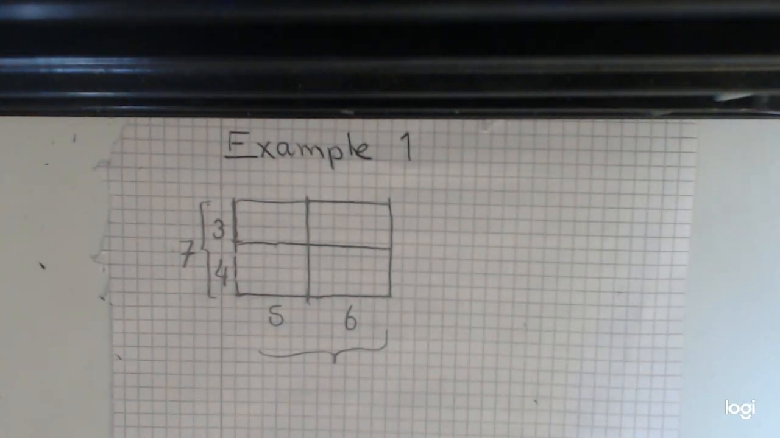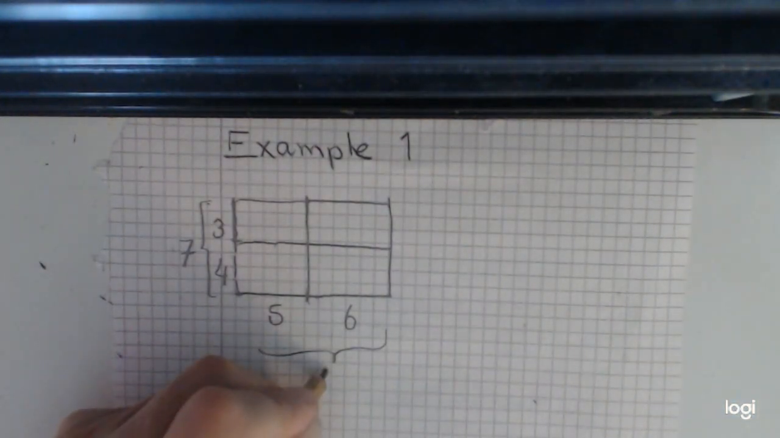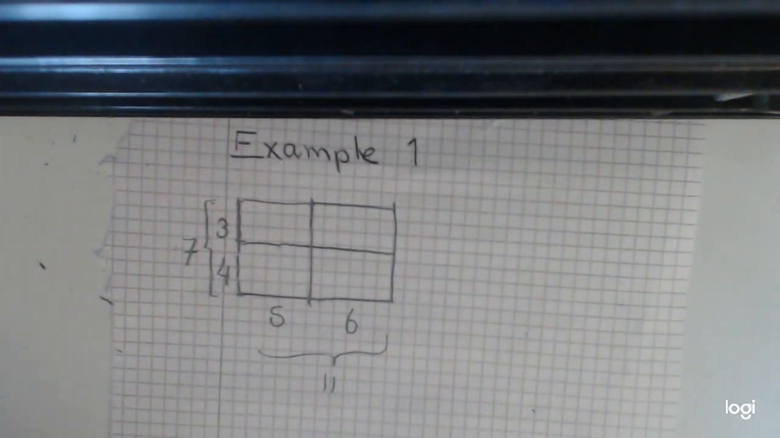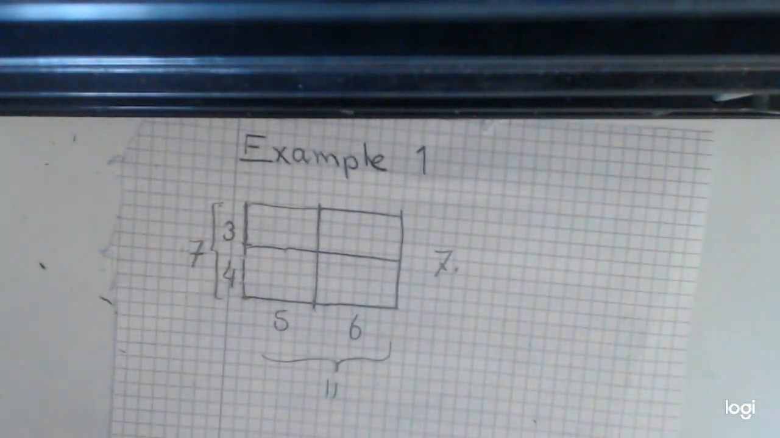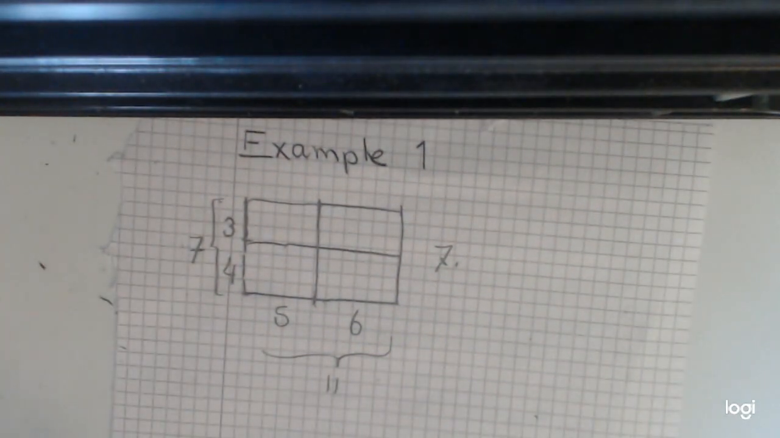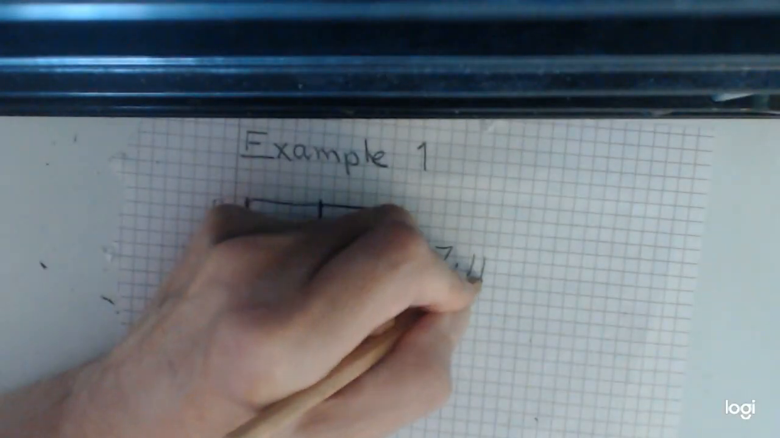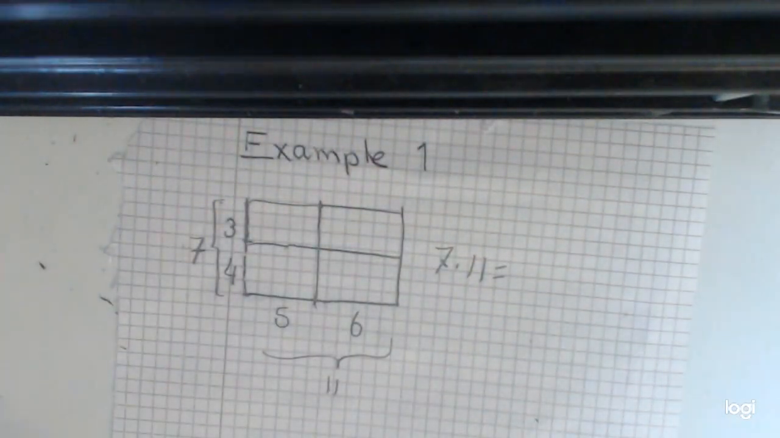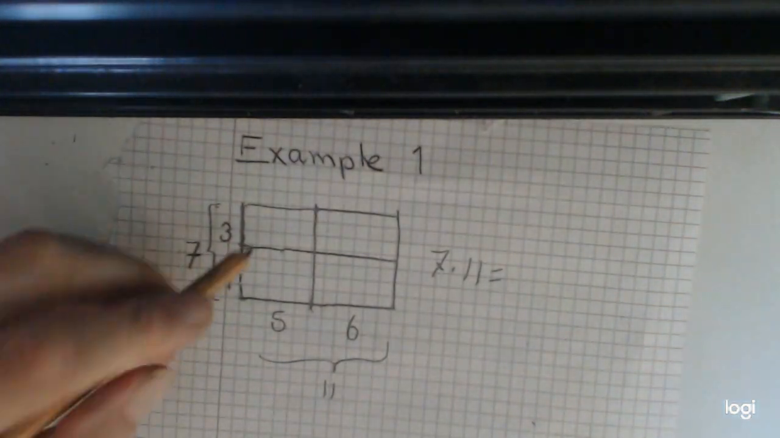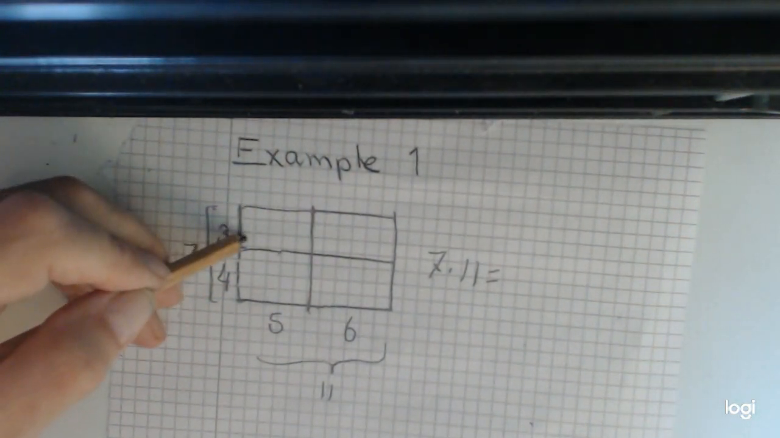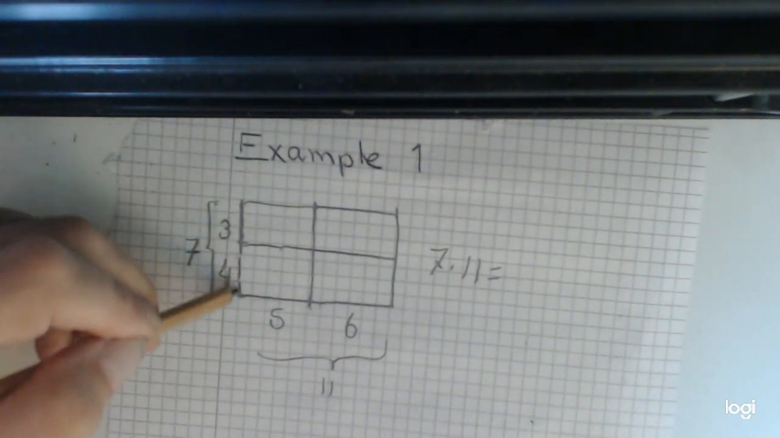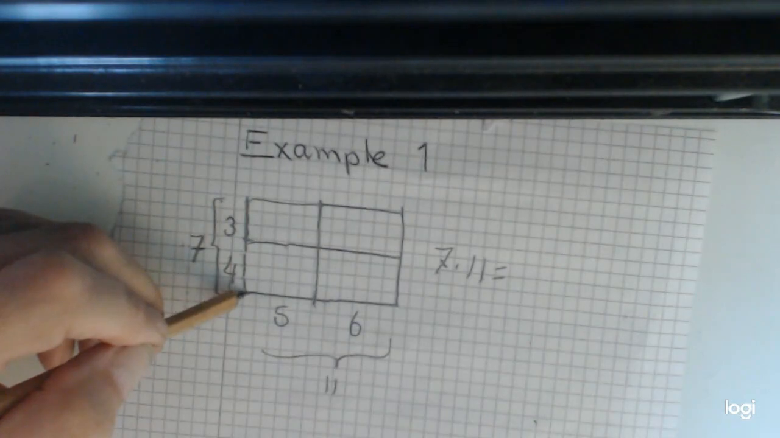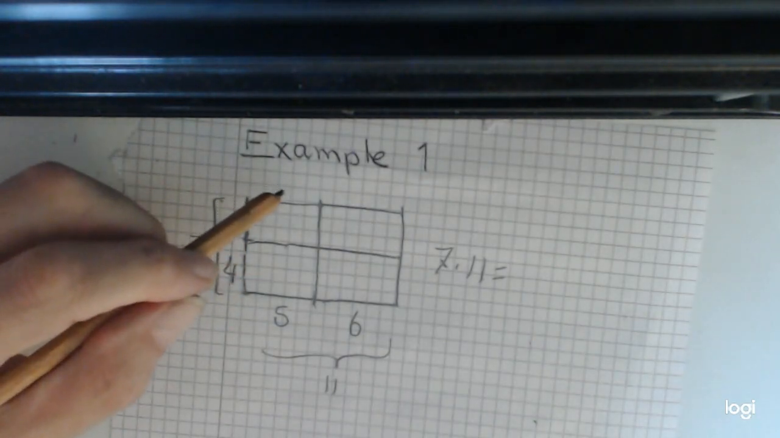The question is, what will the result be? So we have actually 7 times 11. That is what? 1, 2, 3, 4, 5, 6, 7.